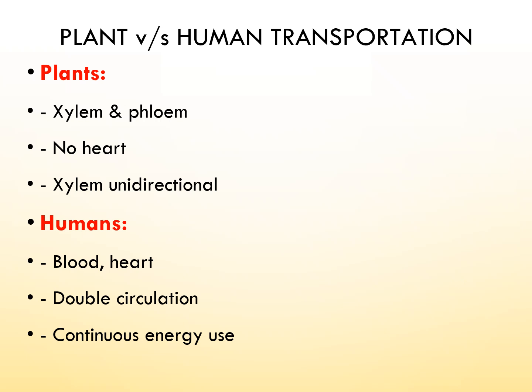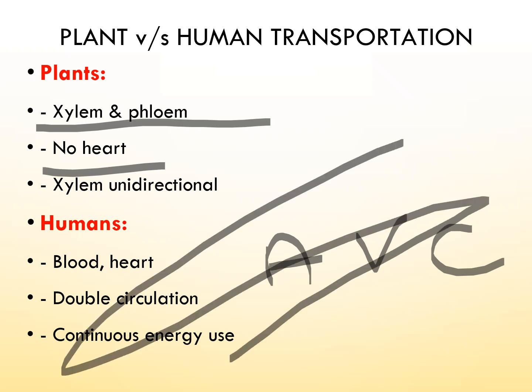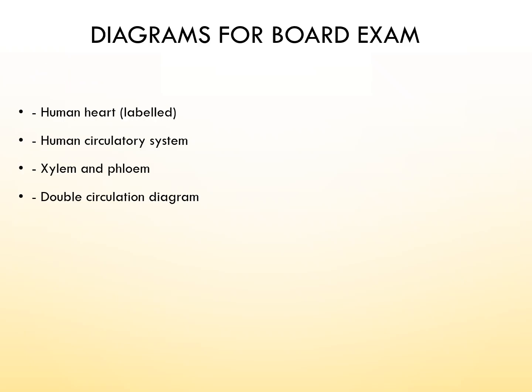So this is the difference between plant and human transportation. The pipelines, that is, the vascular tissues, in the case of plants are xylem and phloem. In the case of humans, it is the blood vessels, which are divided into arteries, veins and capillaries. So plants do not have a heart, we have a heart here. So this is the basic difference between them.